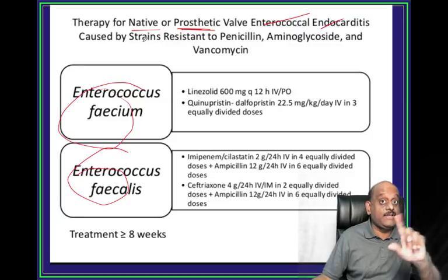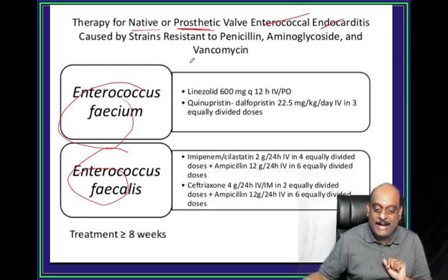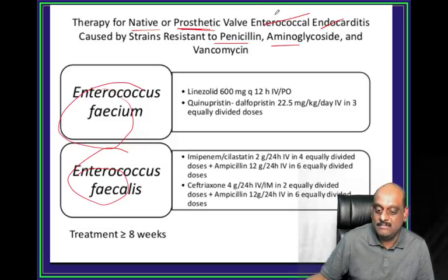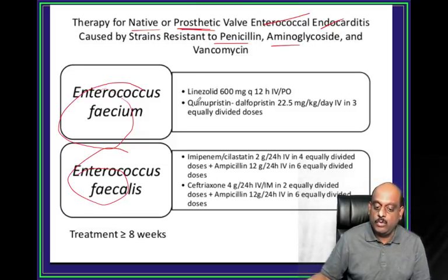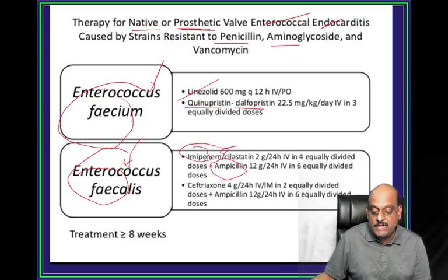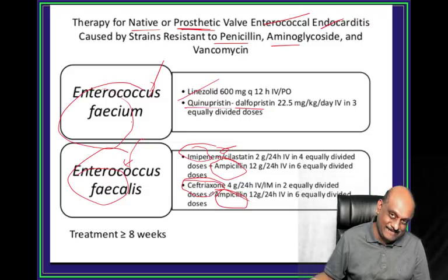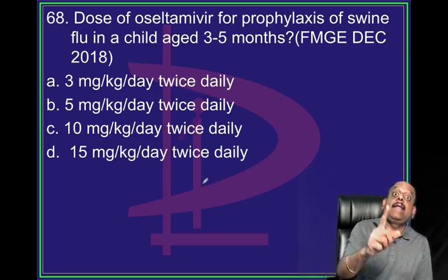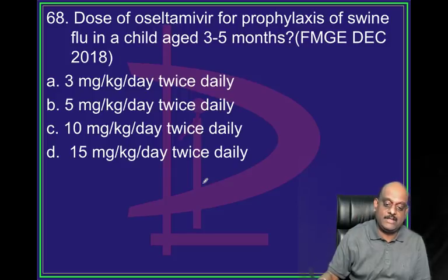Only giving penicillin is not enough in enterococcal endocarditis. You have to give aminoglycoside plus penicillin. Right? So, Enterococcus faecium, we give linezolid, quinupristin-dalfopristin. Then Enterococcus faecalis, we give imipenem-cilastatin plus ampicillin, or ceftriaxone plus ampicillin. That's how you basically administer and treat for 8 weeks. That's the point.